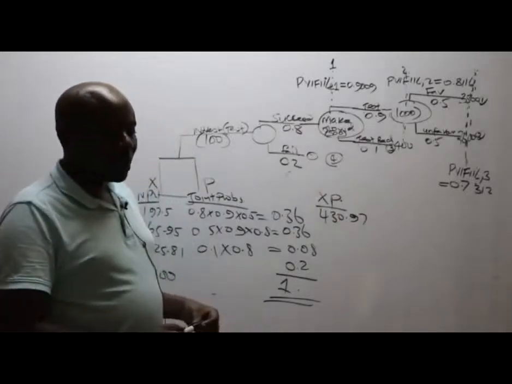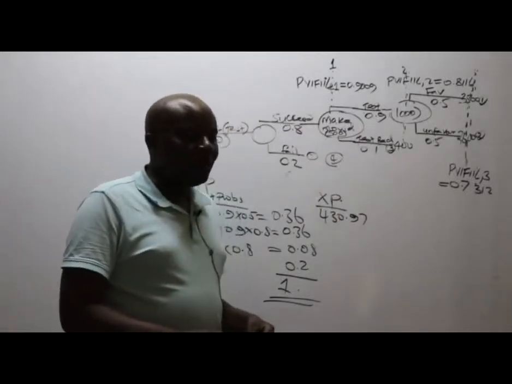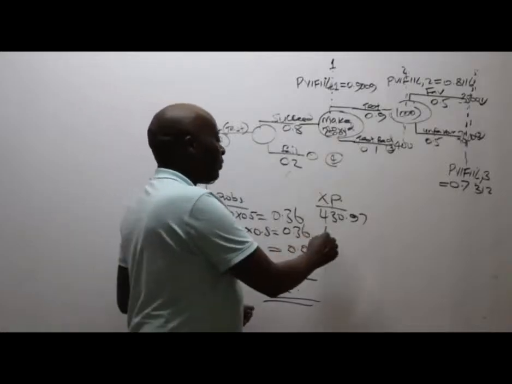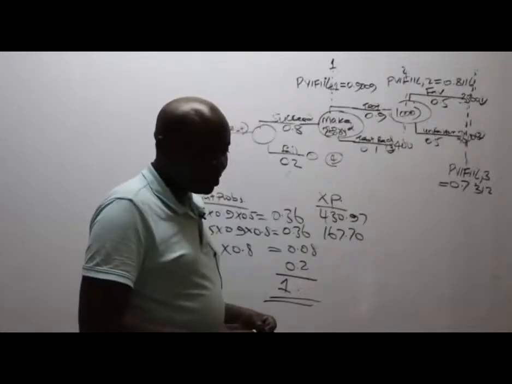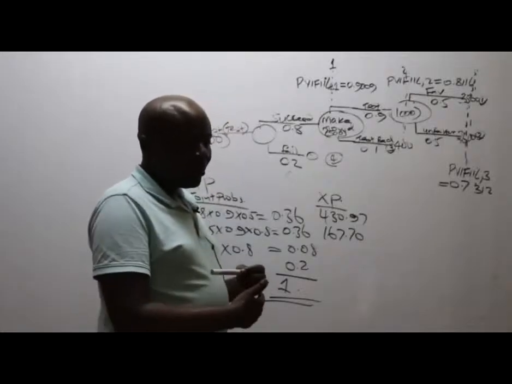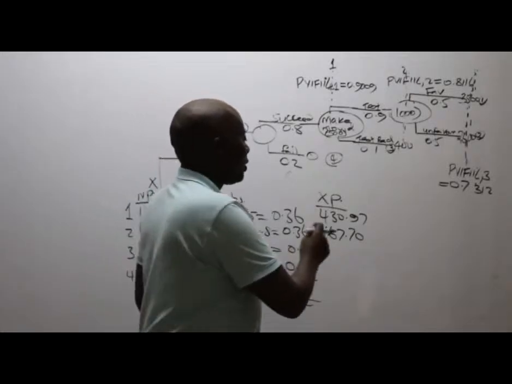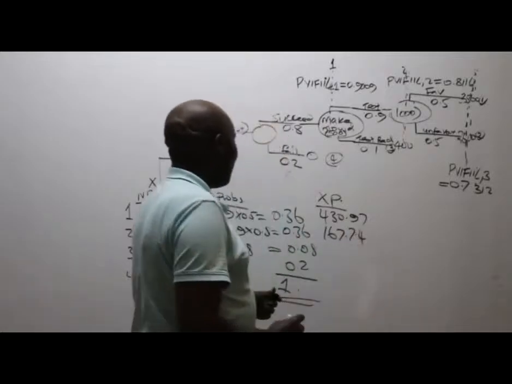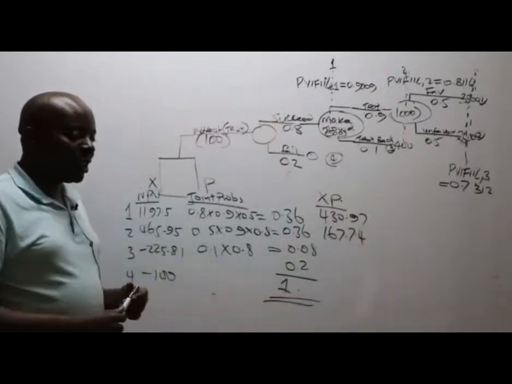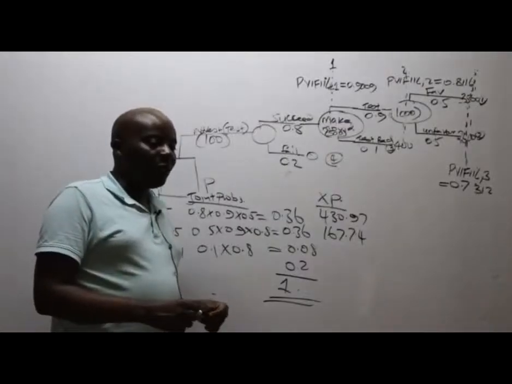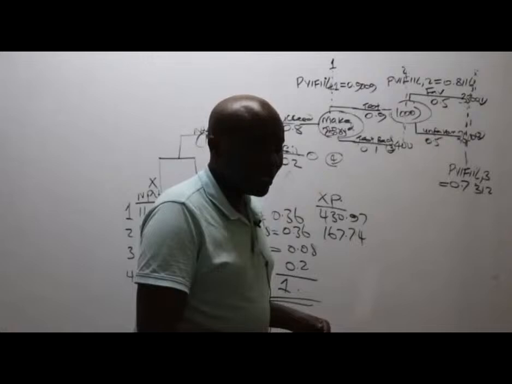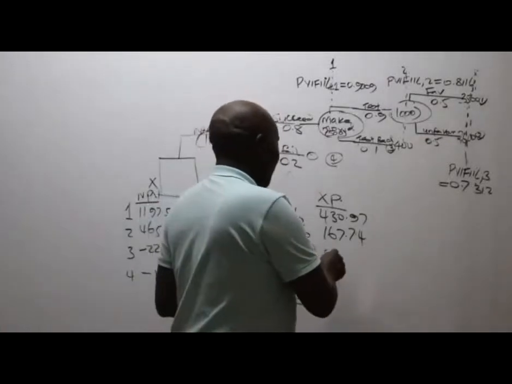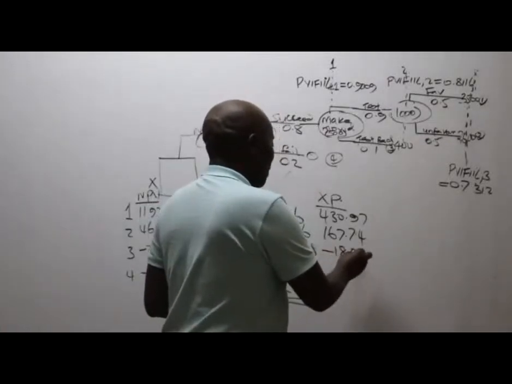Then we have 167.70, and 167.74. Then we go to branch 3. Branch 3, what do we have there? Negative 18.07. So we have here negative 18.07.